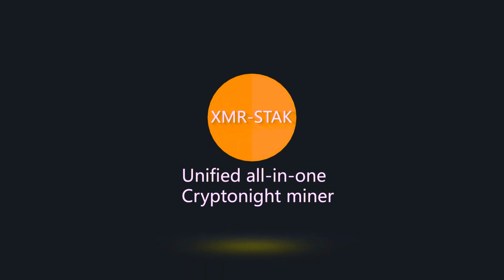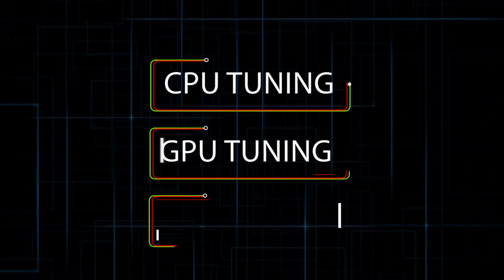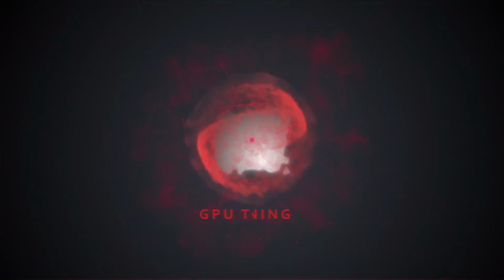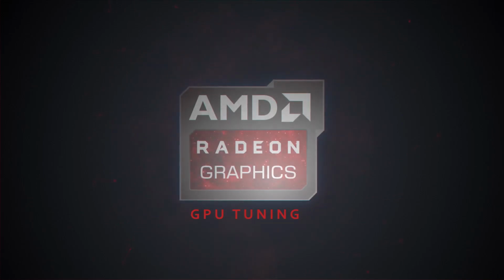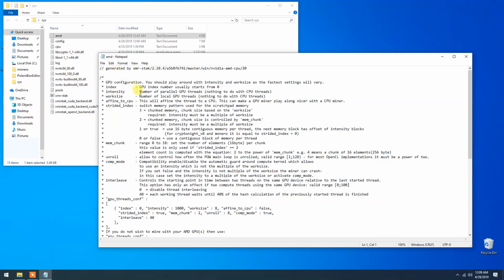Hey guys, in this video, you'll learn how to fine-tune your hardware settings in Xmr-stak. We'll check the CPU and GPU config files and learn new features that were brought to you by the developers. If you have AMD GPUs in your system, for tweaking, you need to open the AMD config file that was generated after the first start of the miner.